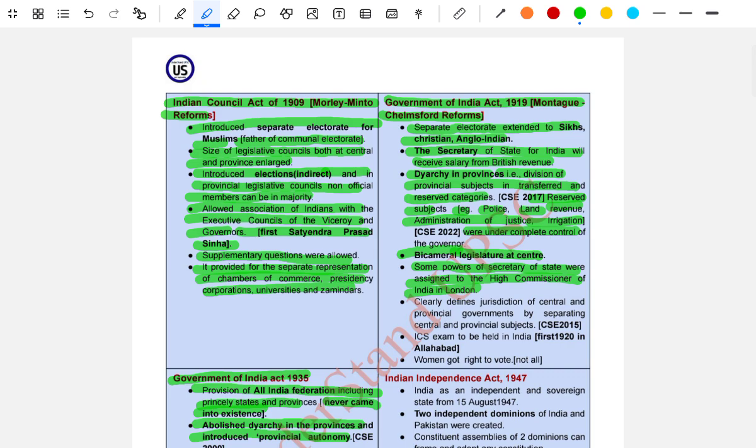It clearly defined the jurisdiction of the central and provincial governments by separating the central and provincial subjects. The ICS exam was to be held in India, first in 1920 in Allahabad. Women got the right to vote, though not all.